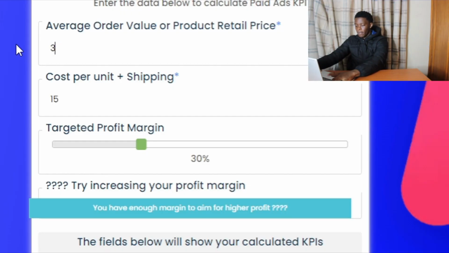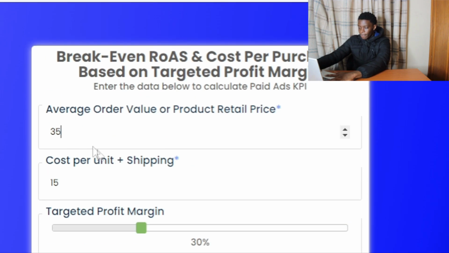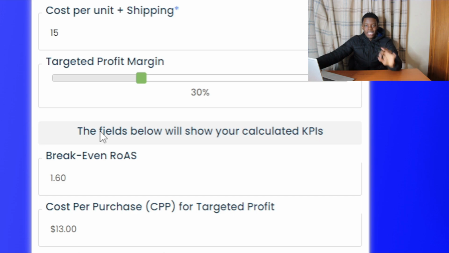So let's put a different price. Let's try 30. That is still under what I told you guys. Over 1.7. So let's try 35. 1.75, still too high. How about 40? 1.6 break-even ROAS. That's perfect.